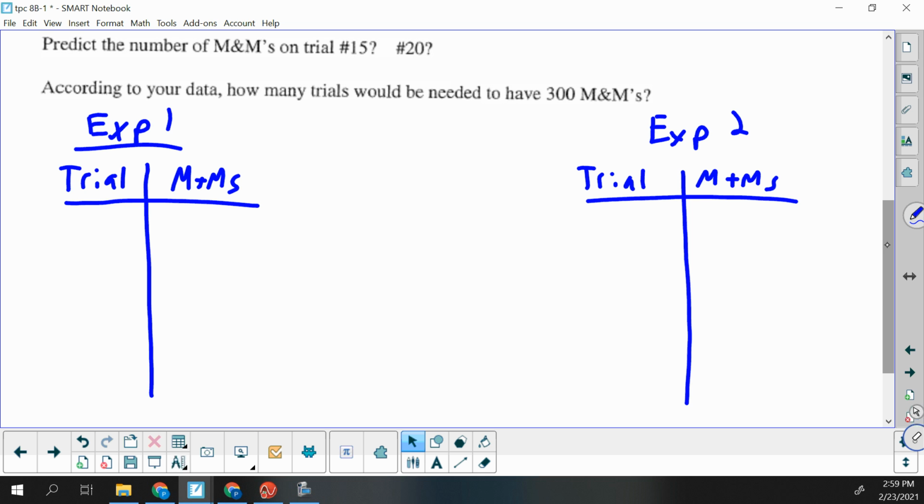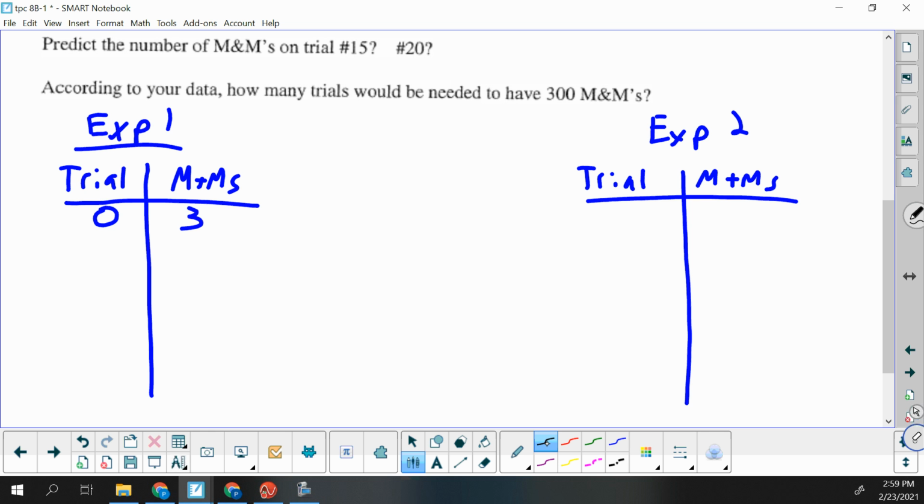So for trial number 0, the amount you're going to start with, everyone is going to start with 3 M&Ms. So I'm going to show you a hypothetical scenario. Everyone's going to have 0, 3 in their table, but what I write for the rest of these, I don't want you to write. You're going to get whatever you get when you actually collect your data.